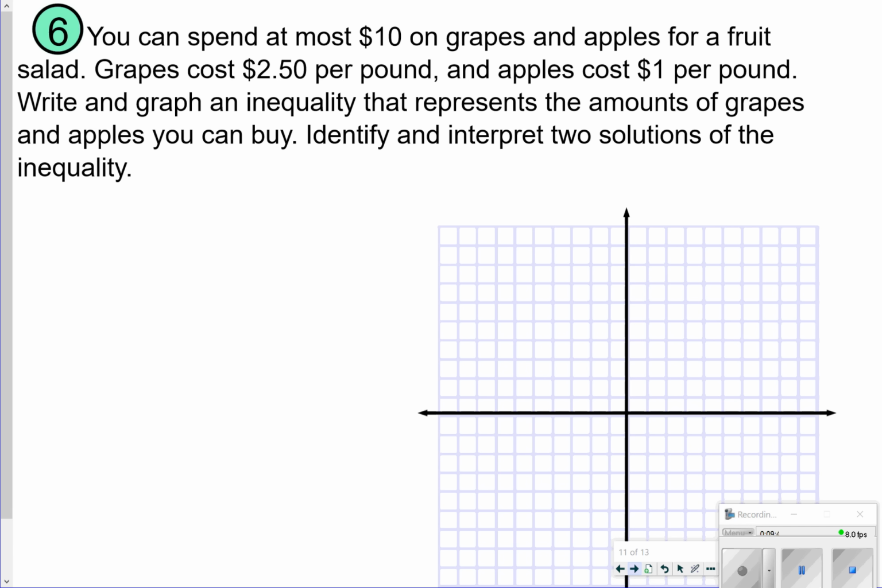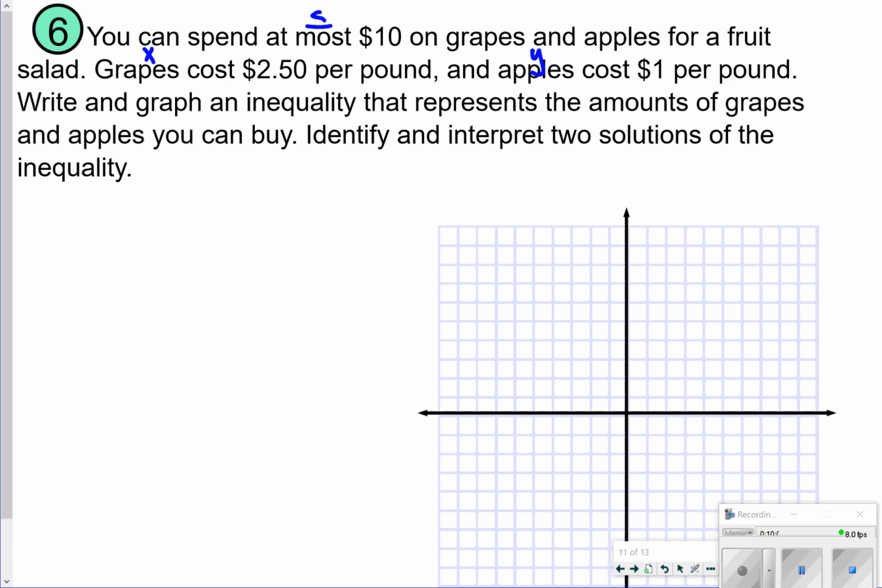Last one, it says you can spend at most $10 on grapes and apples for a fruit salad. So at most would mean less than or equal to. Grapes cost $2.50 per pound and apples cost $1 per pound. Write a graph of the inequality that represents the amounts of grapes and apples that you can buy. Okay. I would maybe just say grapes are x and apples are y to help you.